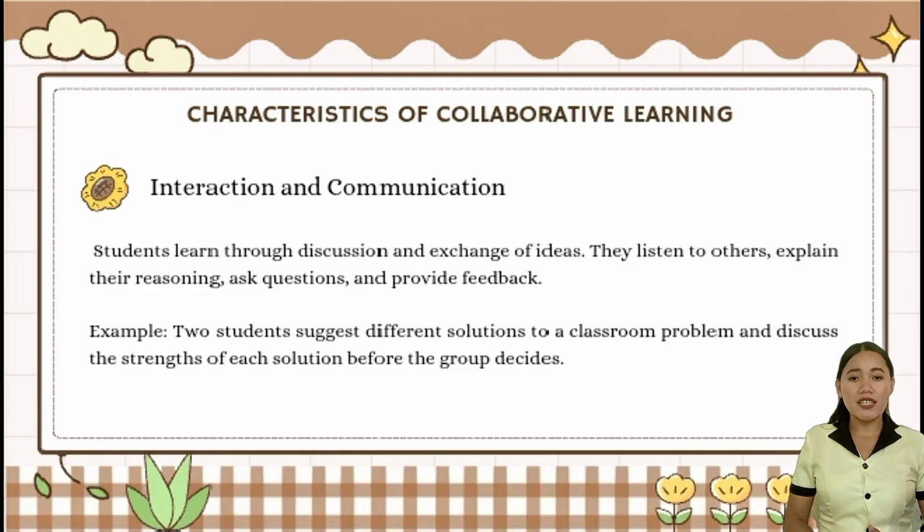That is because students are learning through their exchange of ideas. They are not simply giving answers. They are explaining their thinking and listening to the reasoning of others. So through this process, students may clarify their own understanding and discover ideas they had not considered before.